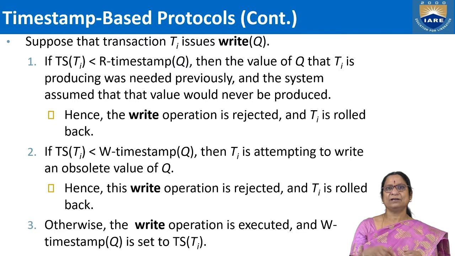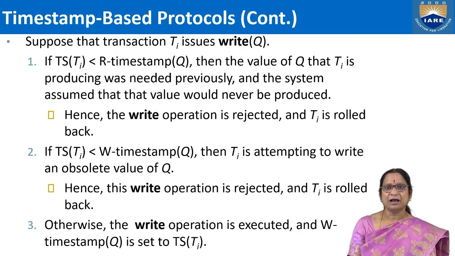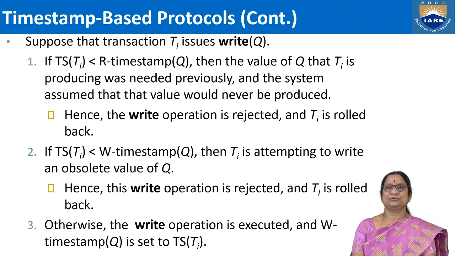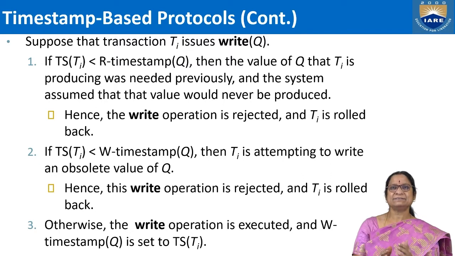So that's why, whether the already updated transactions were considered confirmed or committed or not, the current write operation is going to be rejected. TI is going to be rolled back. Otherwise, the write operation is executed and the write timestamp of Q is going to be updated based upon the current transaction timestamp actually.